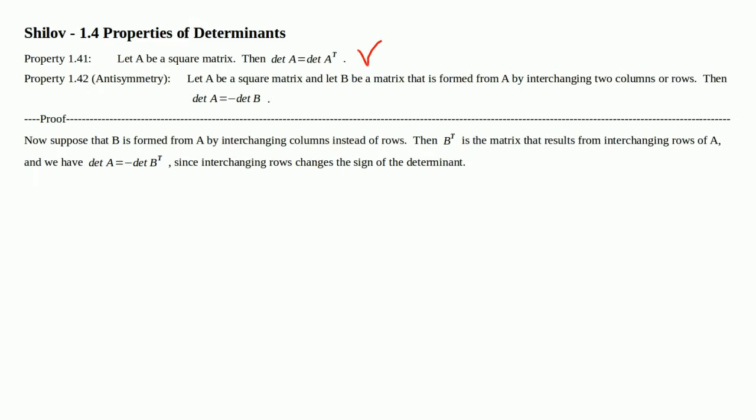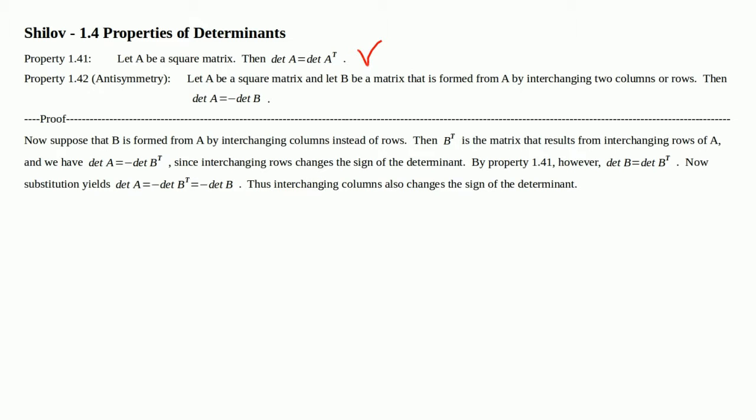And since interchanging rows changes the sign of the determinant, as we already proved. By property 1.41, however, the determinant of B is equal to the determinant of B transpose. How about that? Now, substitution yields determinant of A is equal to the negative of determinant of B transpose, which is equal to the negative of determinant of B. And thus, interchanging columns also changes the sign of the determinant. QED, we proved it.